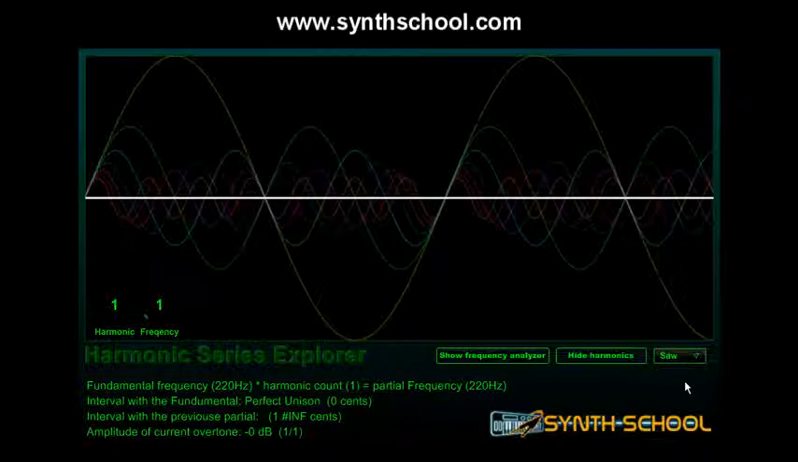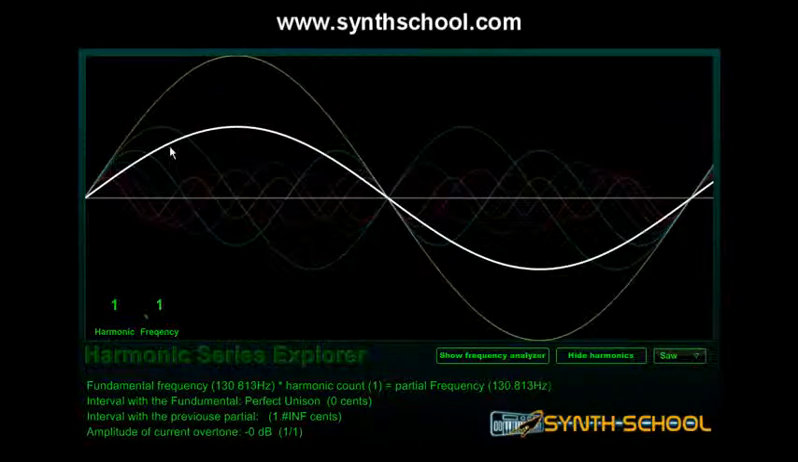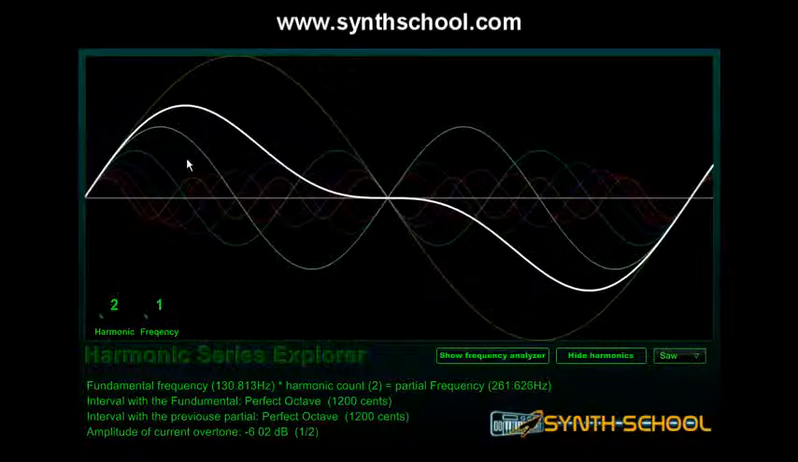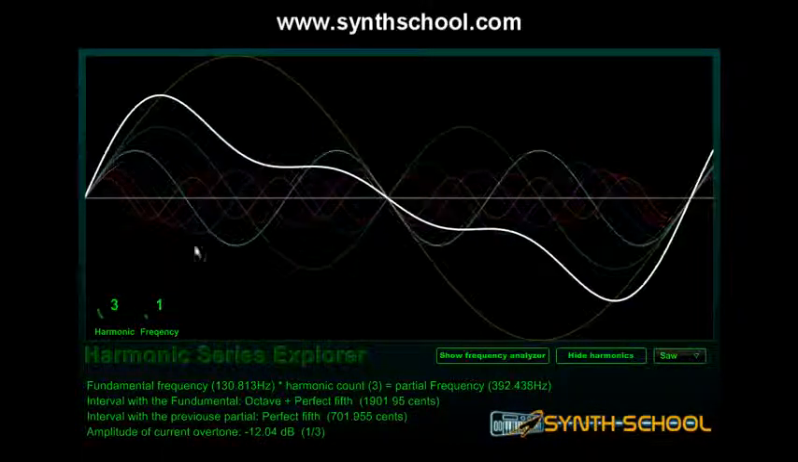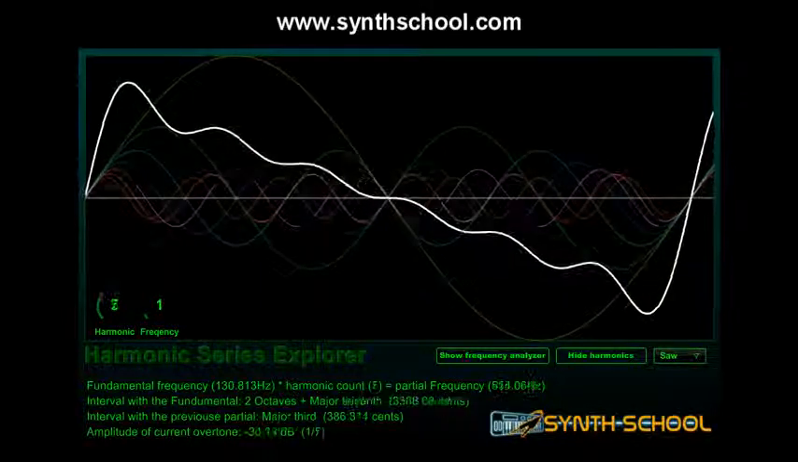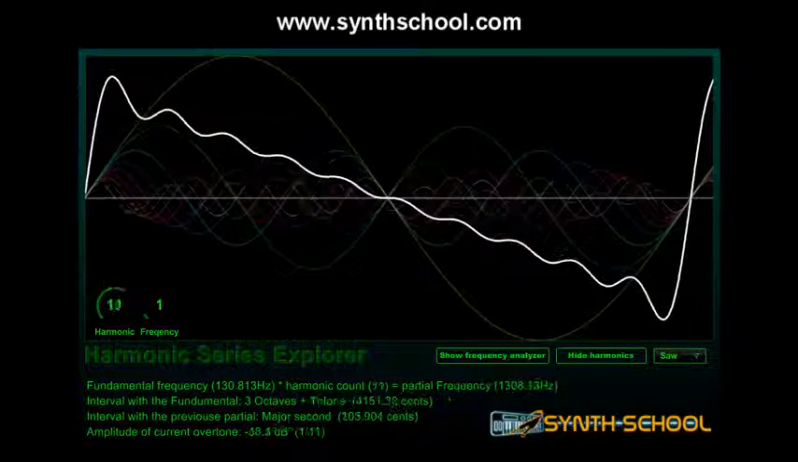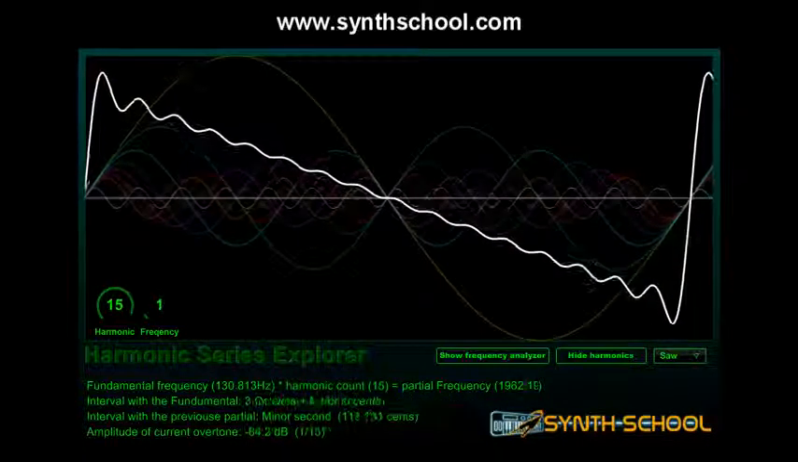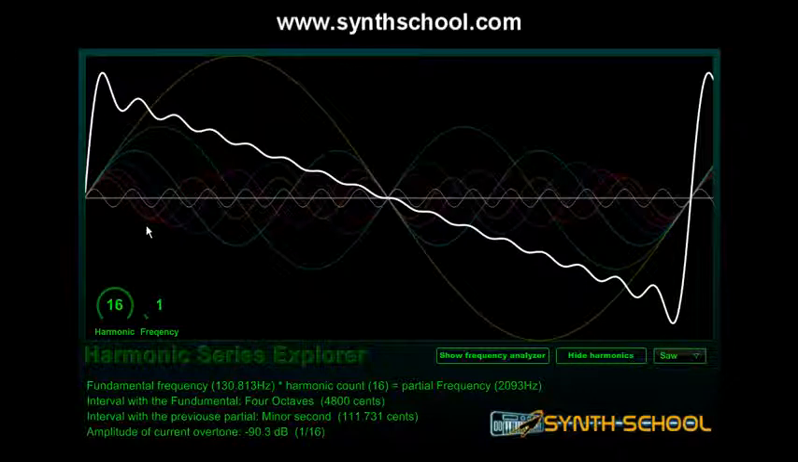The recipe for making a classic saw oscillator is having each overtone's amplitude divided by its harmonic count. So for instance, the first overtone would be on maximum volume, the second one would be half the volume, the third one would be a third of the volume, you can see it here also, and so on. So theoretically a saw wave should have infinite overtones.